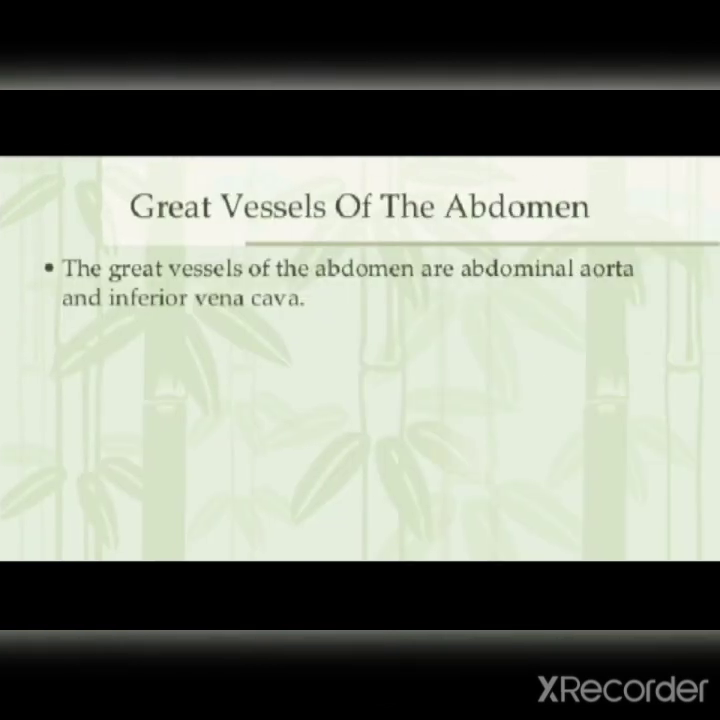Now, what are the various vessels of the abdomen which pass through the posterior abdominal wall? The vessels related to the posterior abdominal wall are the abdominal aorta and the inferior vena cava. These are the great vessels of the abdomen.